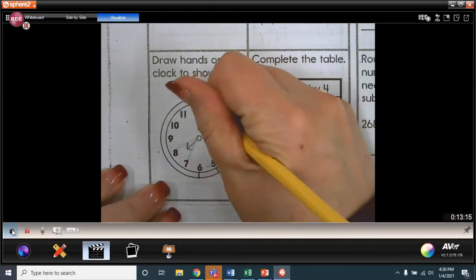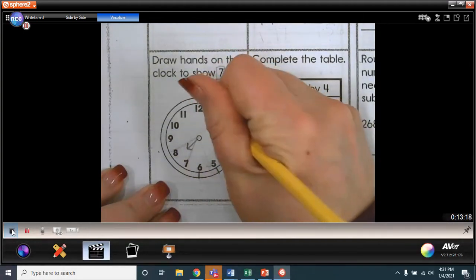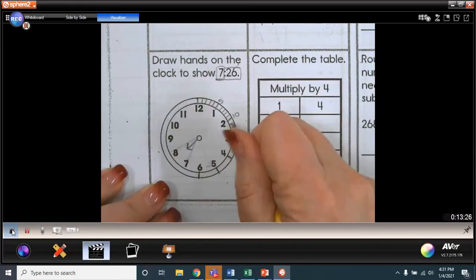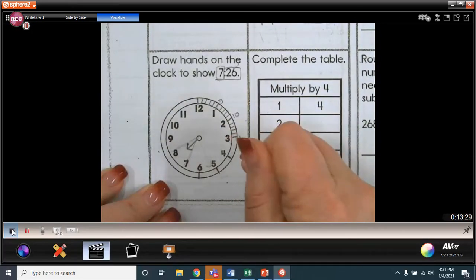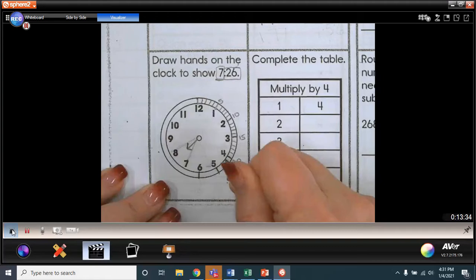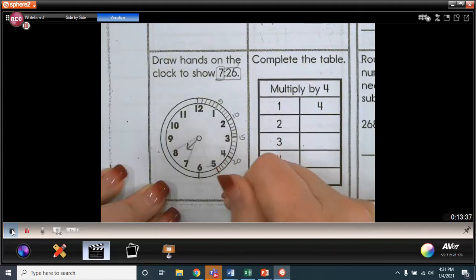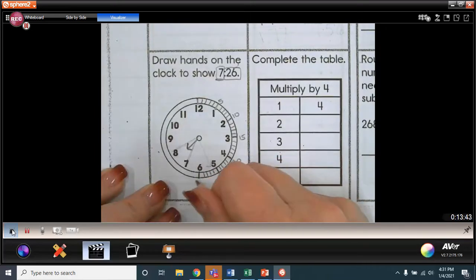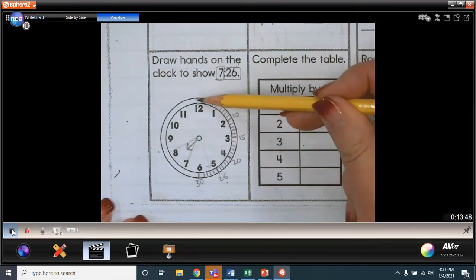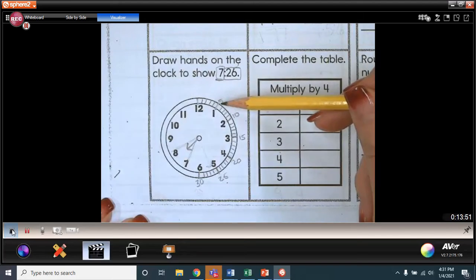So we have 1, 2, 3, 4, 5, 6, 7, 8, 9, 10, 11, 12, 13, 14, 15, 16, 17, 18, 19, 20, 21, 22, 23, 24, 25, and 26, 27, 28, 29, and 30. Now, easily, if we know how to count by fives, this is going to make it much faster for us instead of counting every single one of those little tick marks.